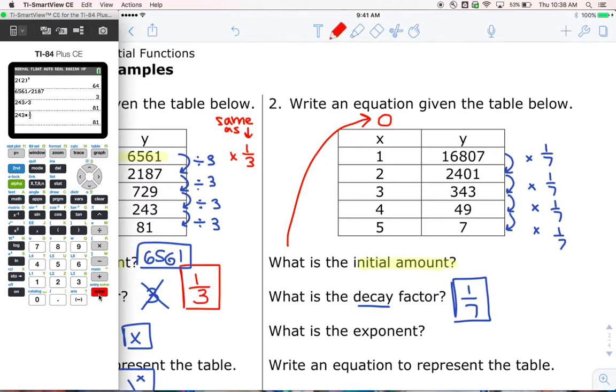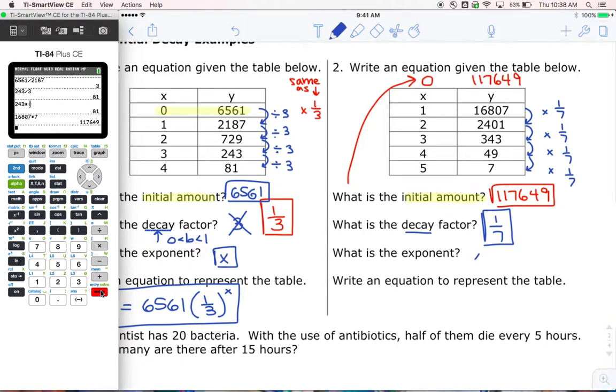Let's see here, 16807 times 7 gives 117649. That is my initial amount. My exponent is still just x. And so my equation is going to be y equals, my initial amount goes in the front, that's this huge number, my decay factor goes in the parentheses, and we have to the power of x.